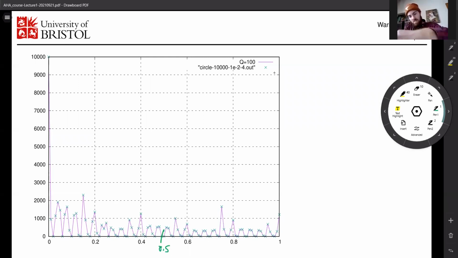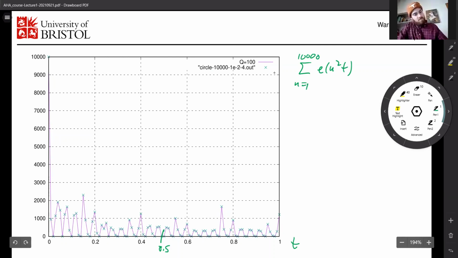Oh, sorry, so what is this? This right here is going to be the sum of e of n squared t, where this is t, with n equals 1 to 10,000. So that's what this function is. The points I sample are roughly size 1/100 apart as you go along. At t equals 0, you see this big peak of size 10,000. At 1/2, I see 0.